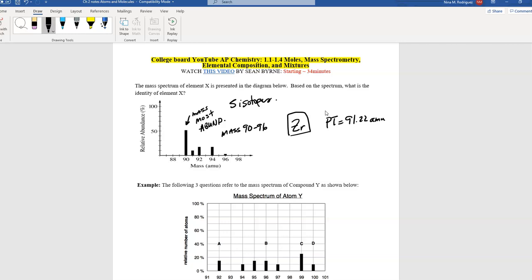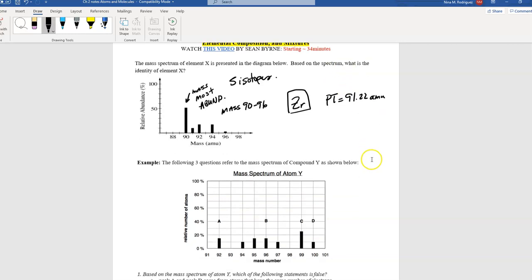So I know that I have an element that has isotopes between 90 to 96. But these isotopes over here are less abundant. But the most abundant, 50% of this element is coming from mass of 90. So I know it's an element that's pretty close to 90, 91. And if you look on the periodic table, it's zirconium.